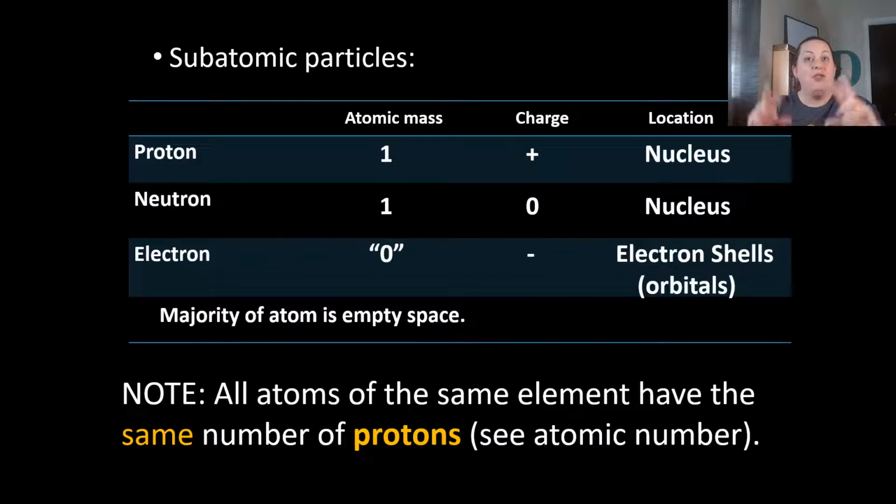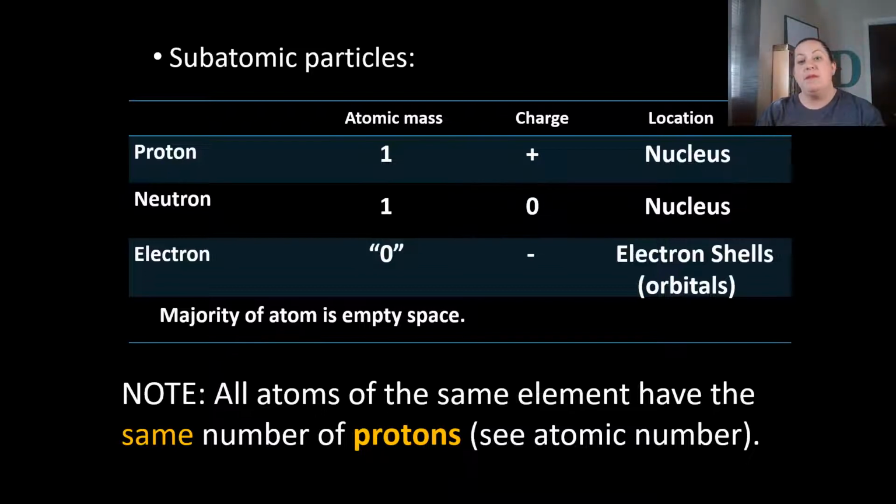Electrons technically have no mass. Really, they kind of do, but it's so small, we're not going to take it into account. They do have a negative charge, and they are found in the electron shell. Those are the orbitals outside of the nucleus. When we look at this, the majority of the atom is empty space. The nucleus is part of it, and then we have these orbitals around it.